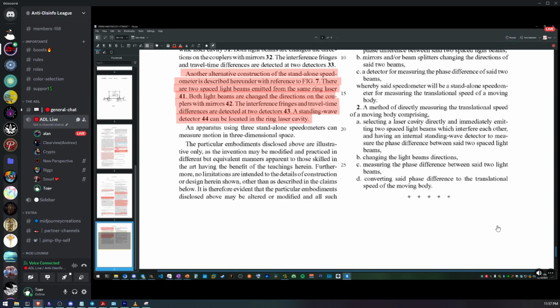Okay, so that was kind of my next question. When you said it had to turn 180 degrees, my first thought was, what if you just had another one perpendicular? Dude, oh my god. So you could measure absolute motion.